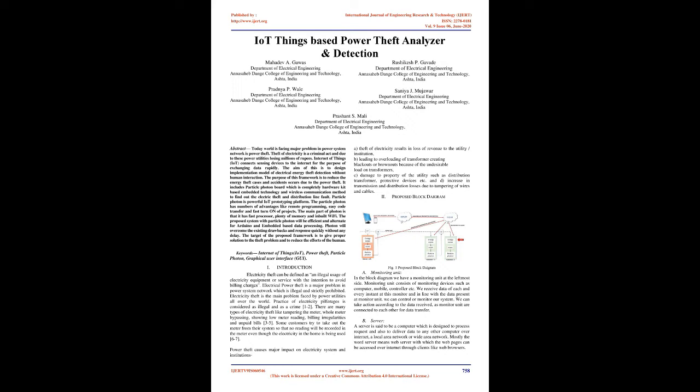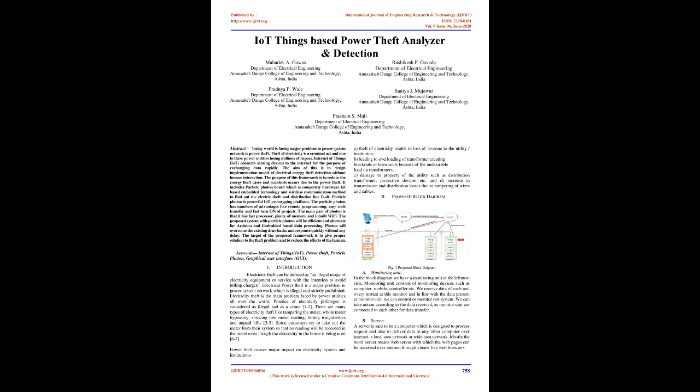2. Proposed block diagram. Fig 1: Proposed block diagram. A. Monitoring unit. In the block diagram we have a monitoring unit at the leftmost side. The monitoring unit consists of monitoring devices such as computer, mobile, controller, etc. We receive data of each and every instant at this monitor, and in line with the data present at the monitor unit we can control or monitor our system. We can take action according to the data received, as monitor units are connected to each other for data transfer.